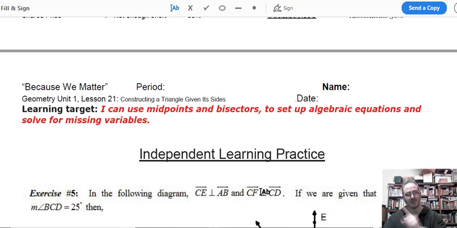Hopefully, you can say that you can use midpoints and bisectors to set up algebraic equations to solve for missing variables.